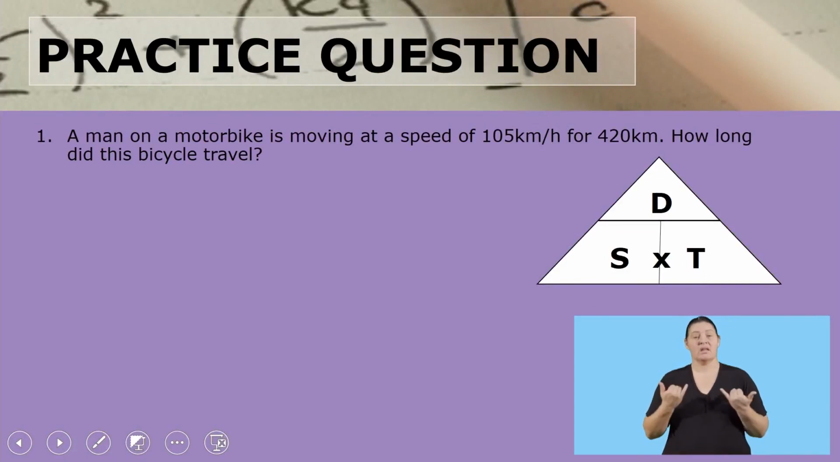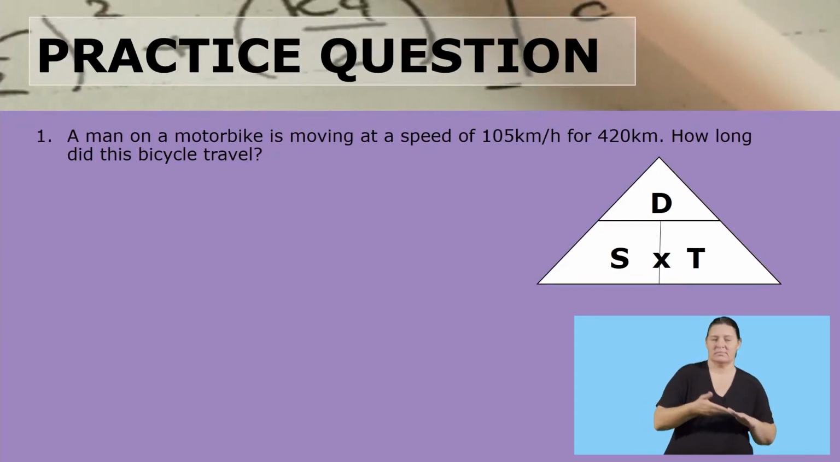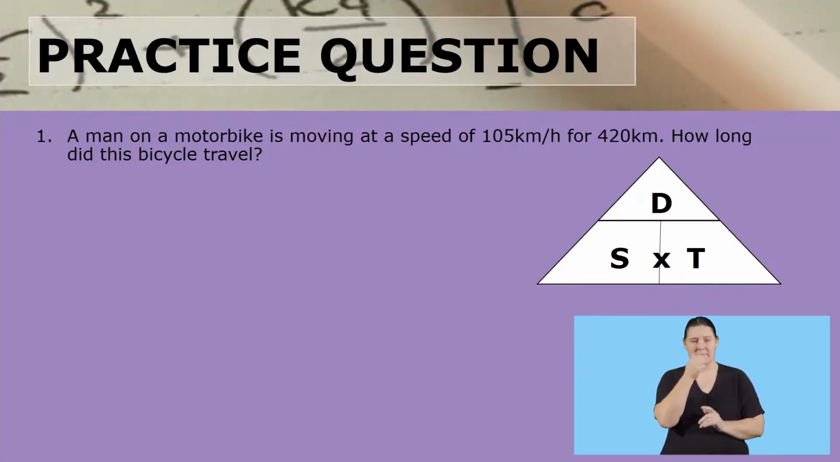So now we are going to be working with speed, distance and time. Remember, we had a diagram that is going to help us with the formulas for speed or distance or time. Let's look at the first example. A man on a motorbike is moving at a speed of 105 kilometers per hour for 420 kilometers. How long did this motorbike travel?